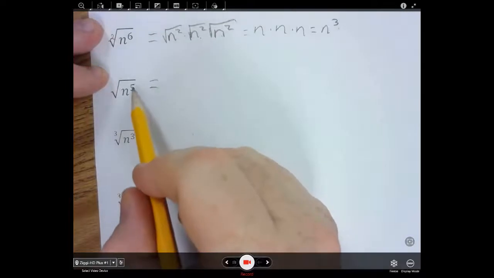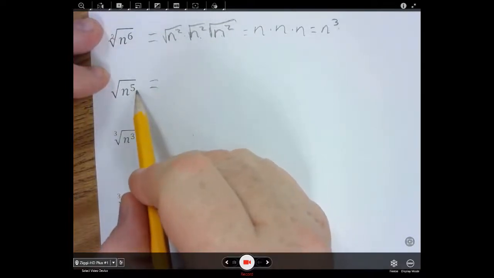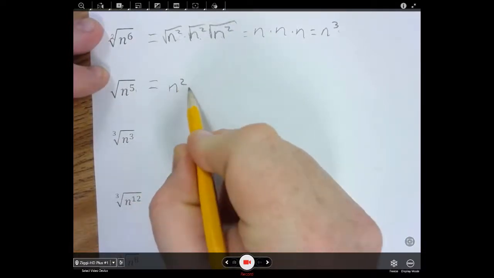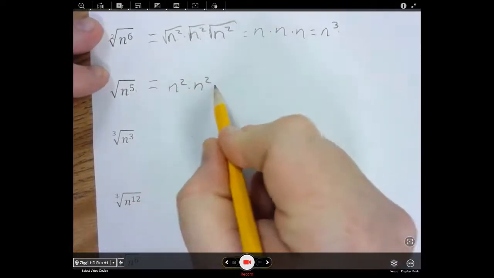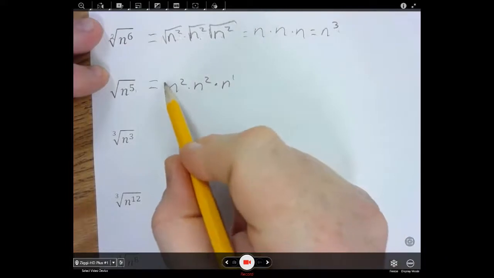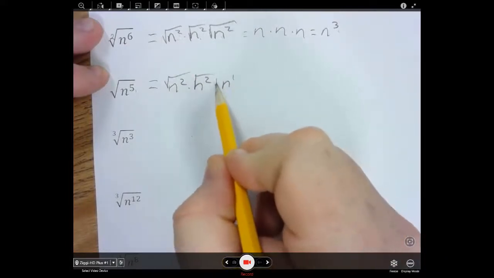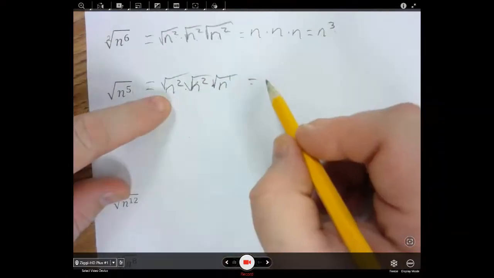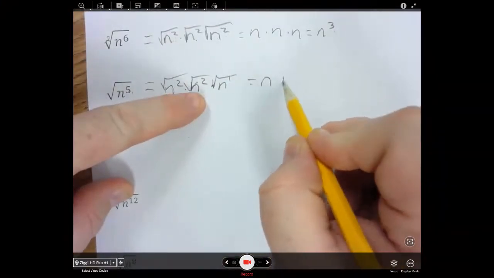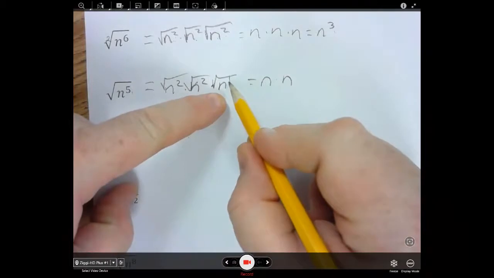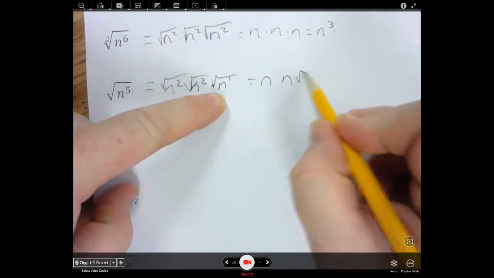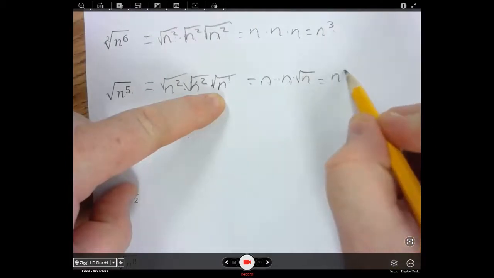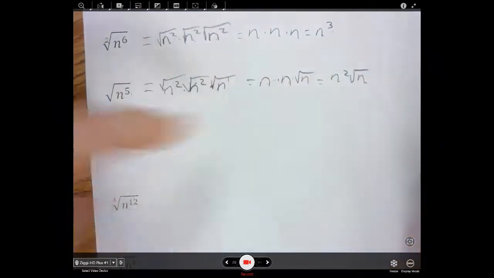Down here on n to the 5th, since this is not an even number, we're going to have to write it in groups of 2 like we did here. So n to the second times n to the second makes 4, times n to the first makes 5. Put them all underneath their own radicals. And we already said that the square root of n to the second is n, and this one doesn't have a power of 2, so it can't come outside. It stays underneath the radical, and n times n equals n to the second times the square root of n.